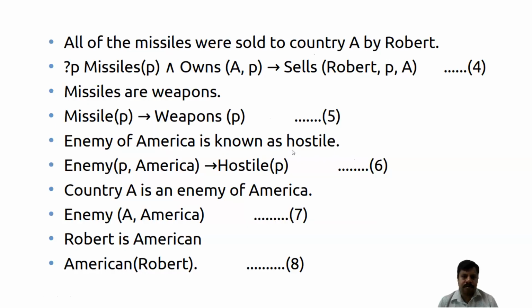Okay. Enemy of America is known as a hostile. So enemy of P comma America is hostile. Every country A is an enemy of America. Enemy of A comma America. That can be the representation. Robert is an American. American is the thing.